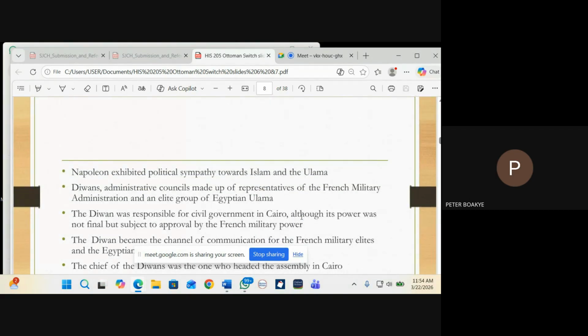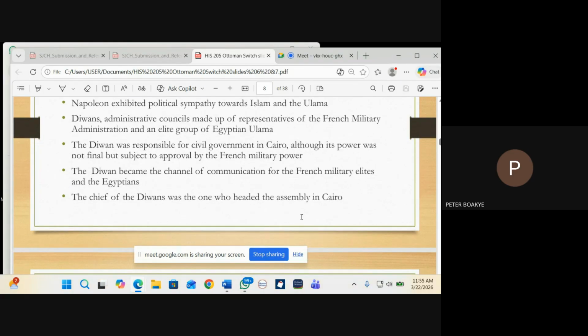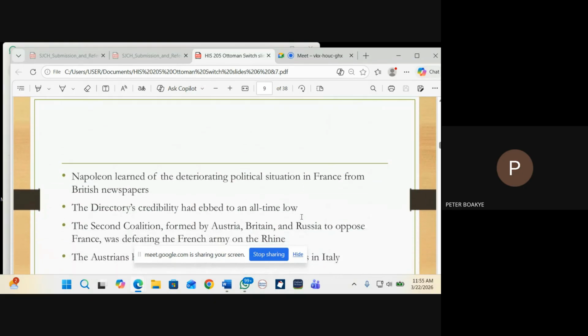Napoleon exhibited political sympathy towards Islam and the Ulama. He set up administrative councils made up of representatives of the French military administration and an elite group of Egyptian Ulama. The Diwan was responsible for civil government in Cairo, although its power was not final but subject to approval by the French military power. The Diwan became the channel of communication between the French military elites and the Egyptians. The chief of the Diwan headed the assembly in Cairo.